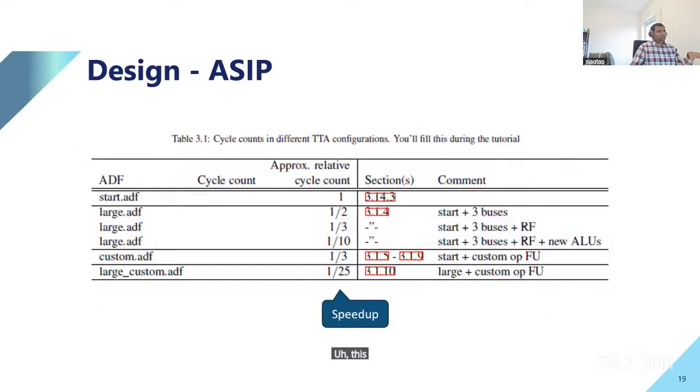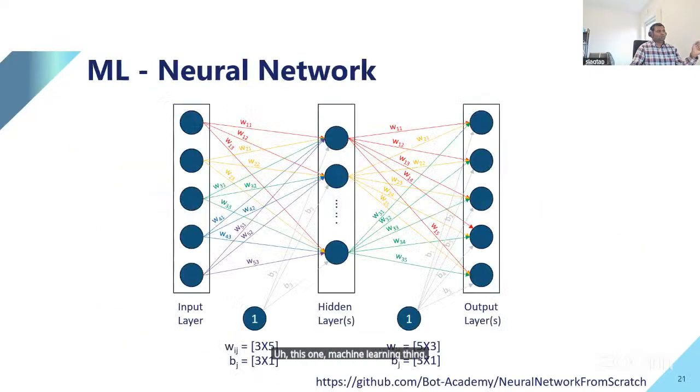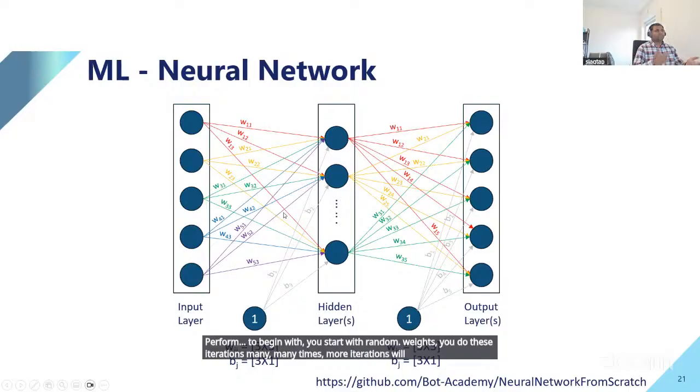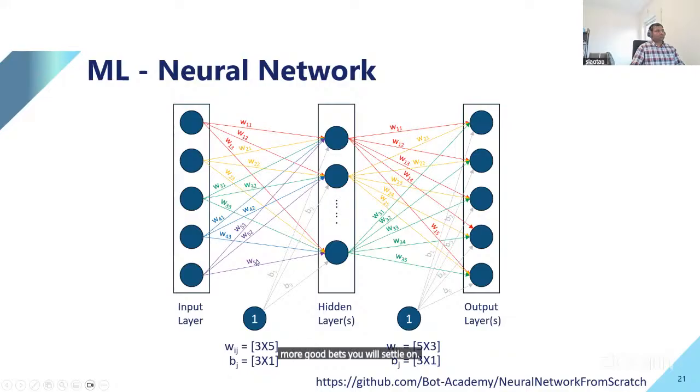This one, machine learning, which is a hot topic, is a one-time process. Once you know how the neural network looks like, what training exactly means. Training is a process of giving many inputs. To begin with, you start with random weights. You do these iterations many times. The more iterations you do, that is the training time, the better weights you will settle on. Then you have a trained model.